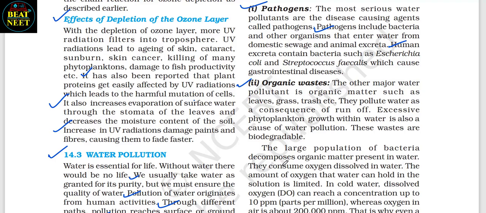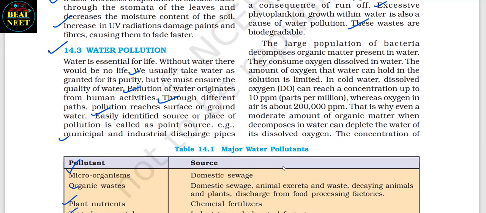Number 2. Organic waste. The other major water pollutant is organic matter such as leaves, grass, trash, etc. They pollute water as a consequence of runoff. Excessive phytoplankton growth within water is also a cause of water pollution. These wastes are biodegradable. A large population of bacteria decomposes organic matter present in water. They consume oxygen dissolved in water. The amount of oxygen that water can hold in solution is limited.